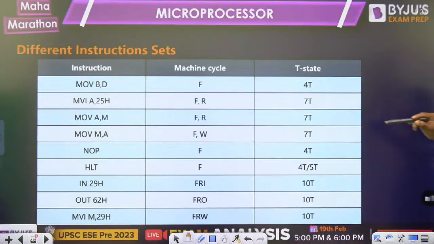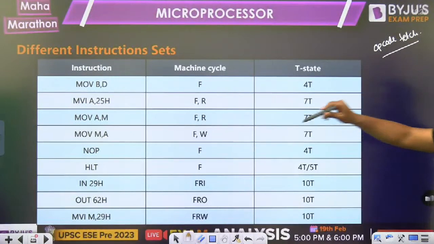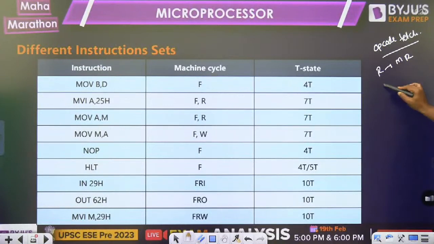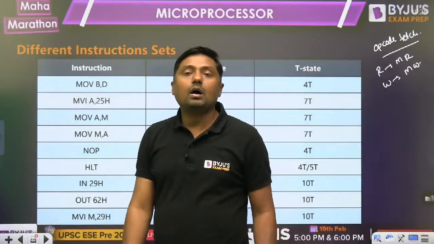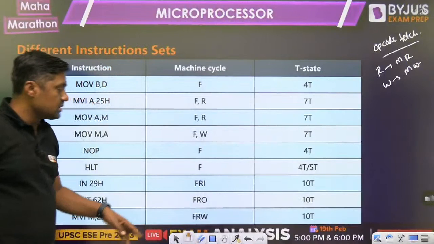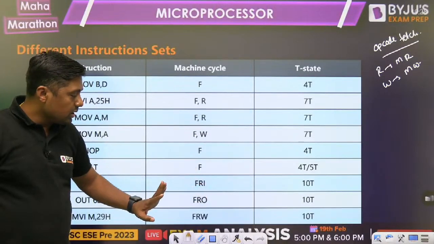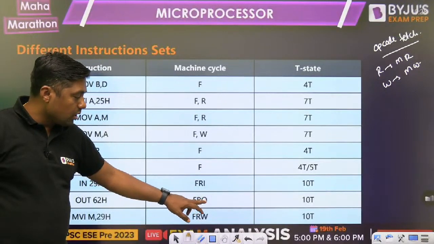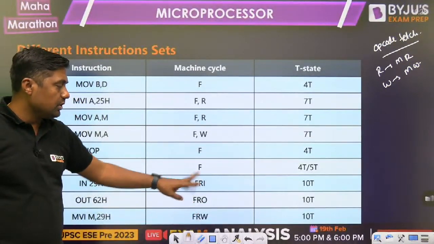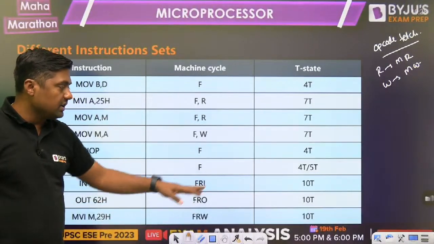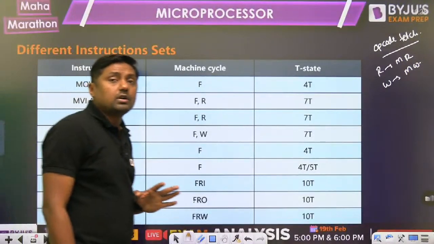So this is the machine cycle. F means opcode fetch. And this is the number of T states. R means memory read, W means memory write. Sometimes input output read is also there, so it is written as RI, meaning input read, and W meaning output write. Input and output operation. So this is FRI, opcode fetch, read, and this is the input operation. Opcode fetch, read, and the output operation. There will be three operations: output write, input read. In input we are reading the data, in output we are writing the data. So these are the number of T states here.